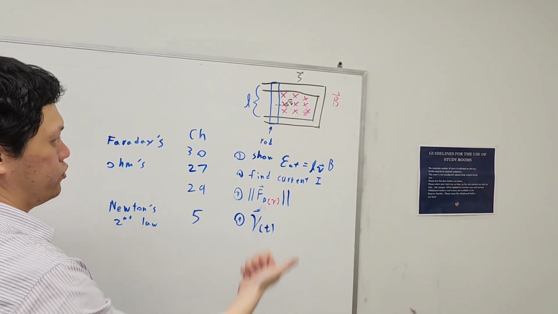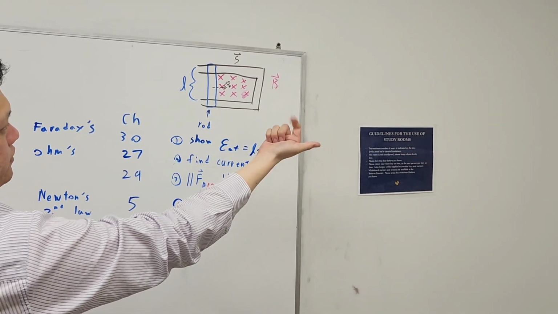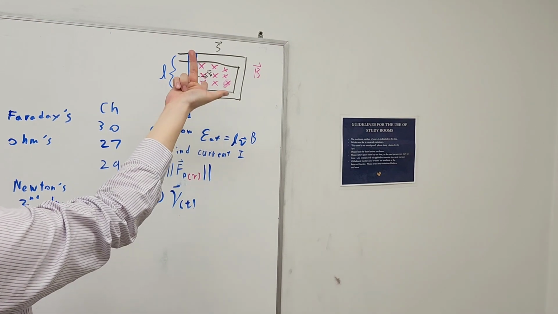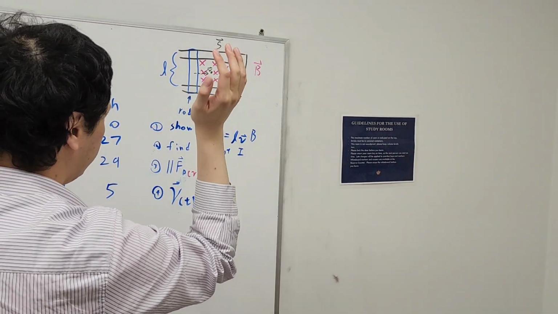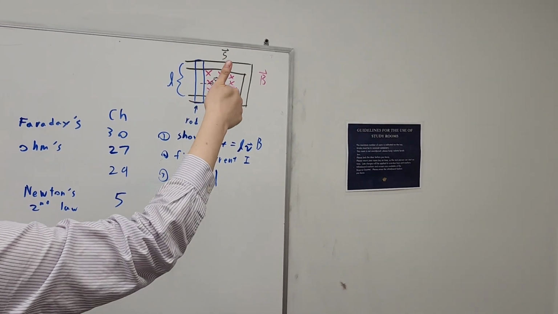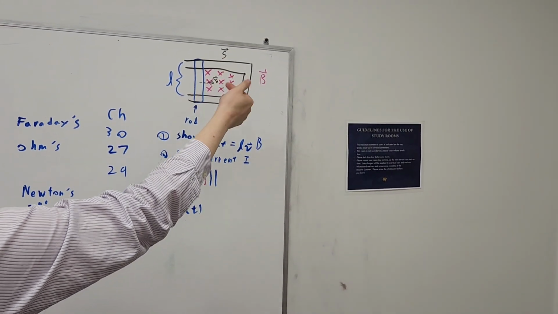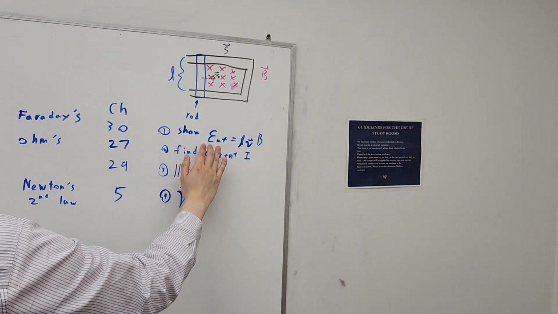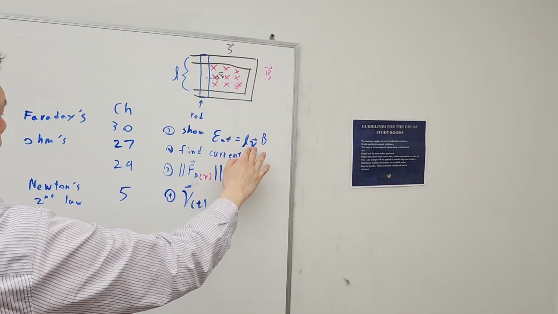Another way of using the right-hand rule: velocity going that way, magnetic field going in, and so the current will be going up. And since we have current going up, magnetic field going in, we have a force going this way. So in the first step, we're going to show the EMF is equal to L times V times B.